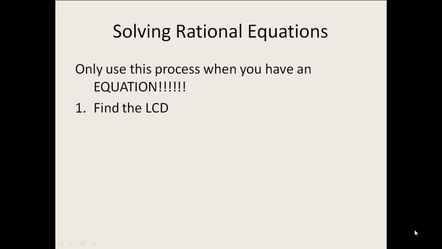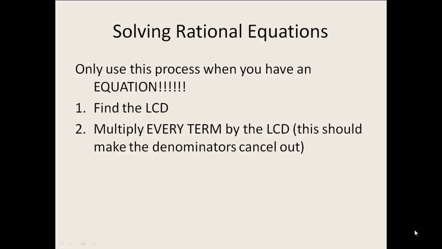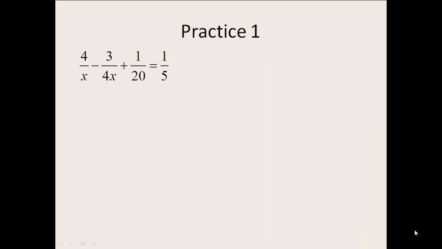First thing we're going to do is find the least common denominator. Then we're going to multiply every term by the least common denominator. This should make all the denominators cancel out. Then we're going to simplify and solve it for our variable. So here's going to be our first one. First thing we need to do is find our least common denominator.